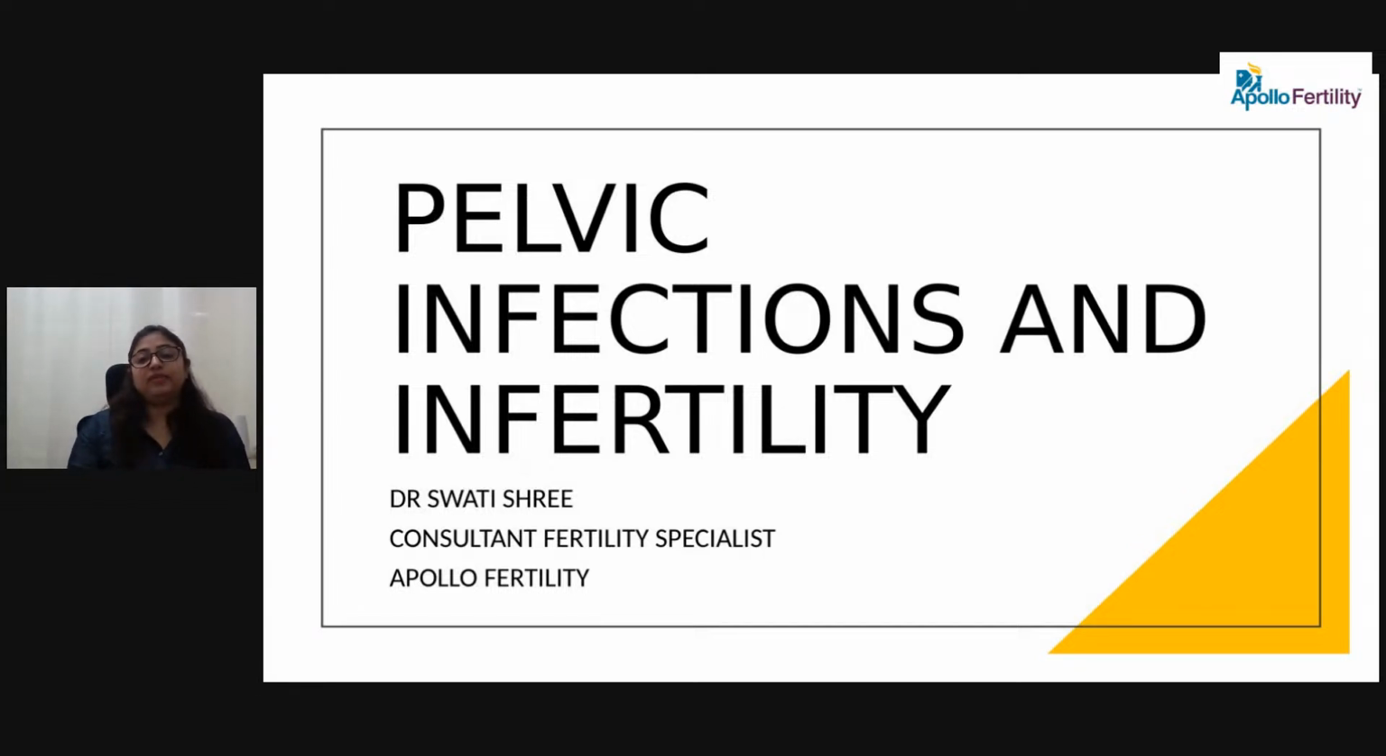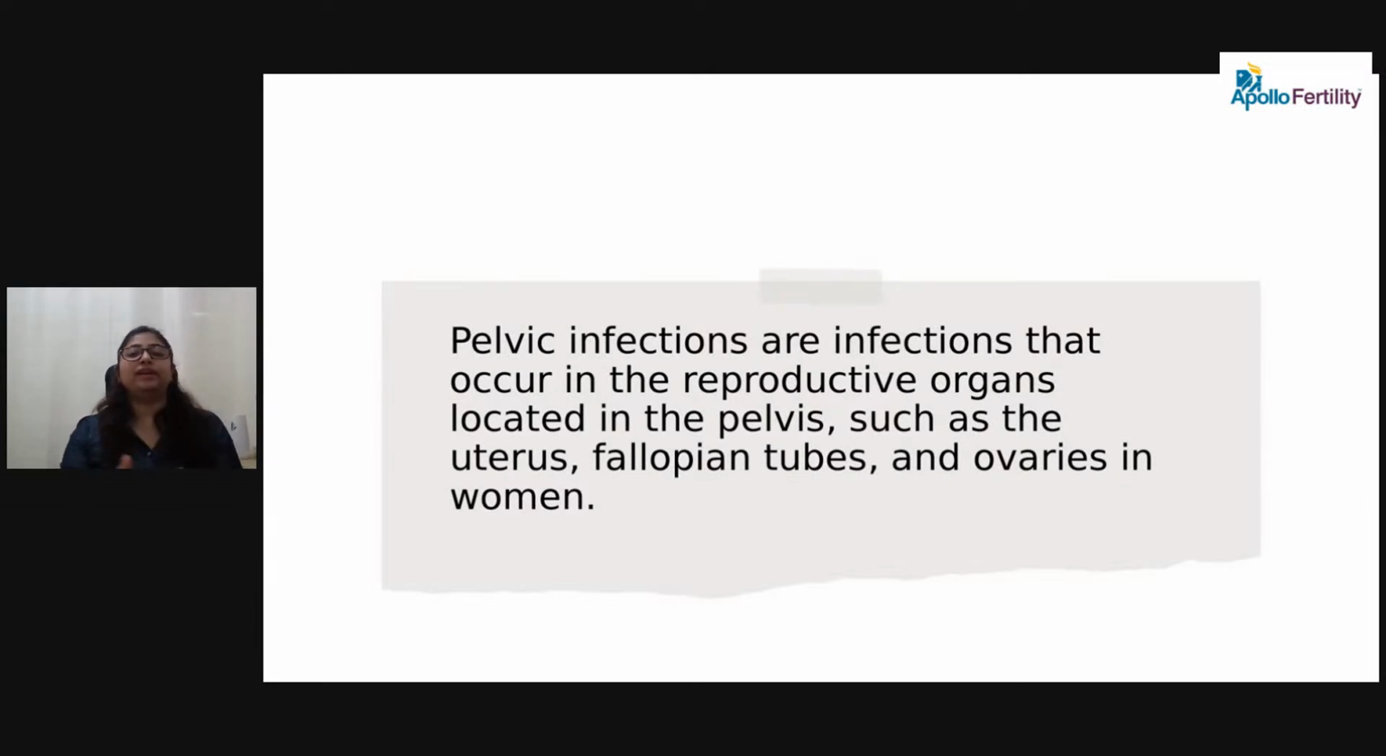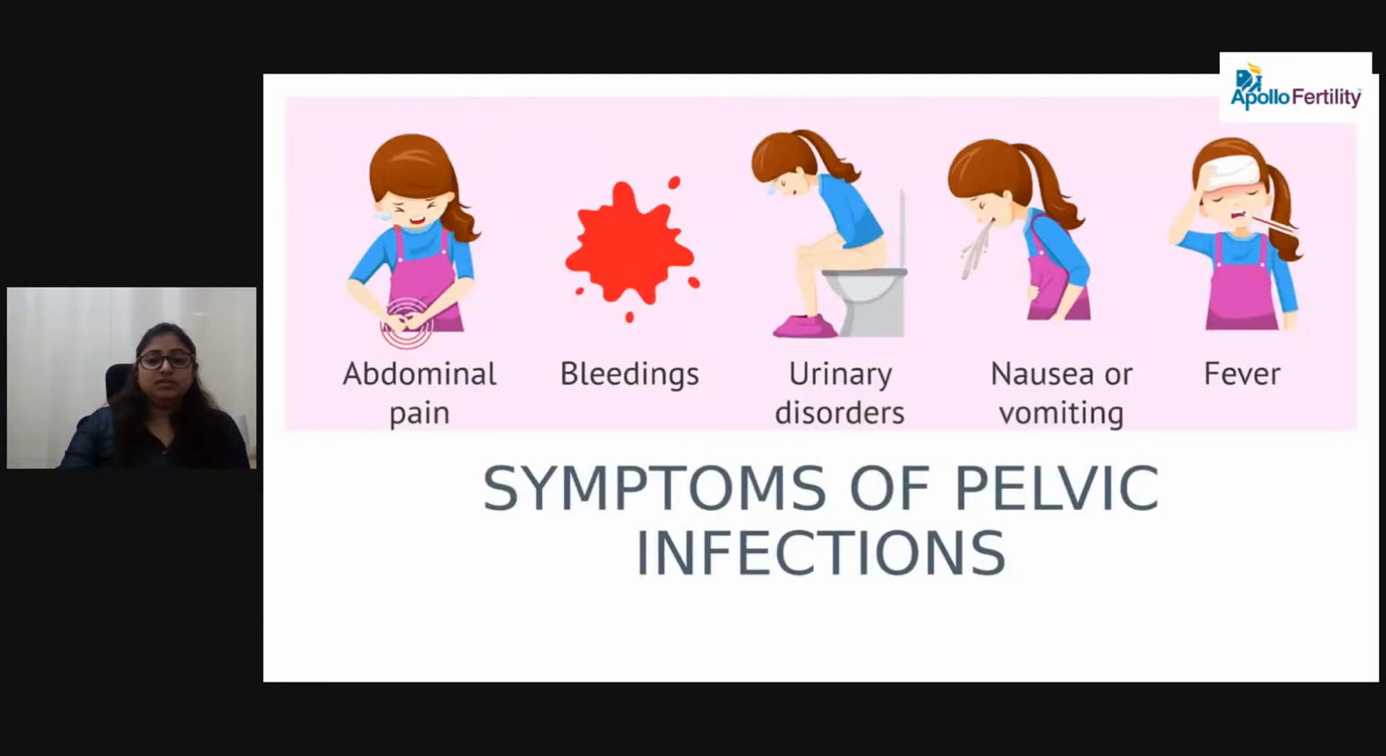So what are pelvic infections? A pelvic infection is any infection of the organs of the pelvis. Pelvic infections are the infections that occur in the reproductive organs located in the pelvis, such as the uterus, fallopian tubes and ovaries in women.